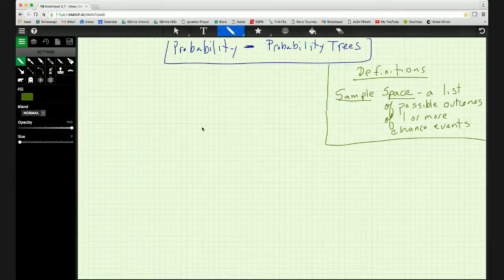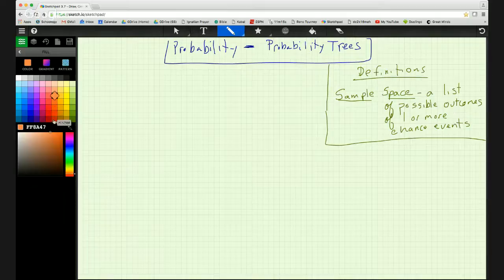Oh, let's do one more thing of sample space. This might be fun. This might really bring it home. Well, we'll do this in orange, or reddish orange. Sample space. And here it is.